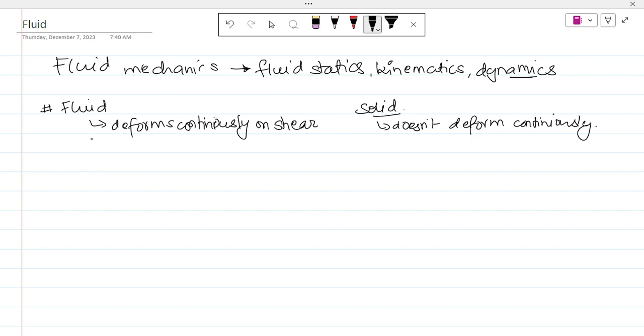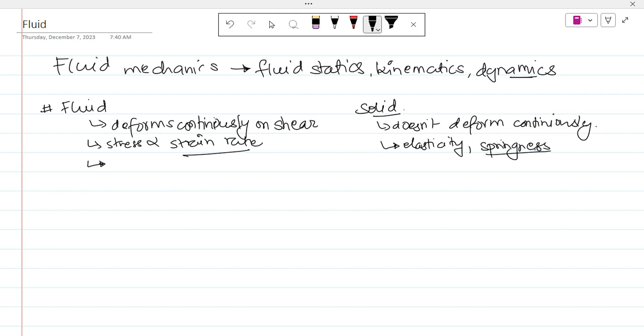In fluid, stress is directly proportional to strain rate, the rate of strain. Solid has elasticity, and hence it exhibits springiness. The springiness is the quality of solid due to elasticity, whereas fluid doesn't have that kind of springiness, so it is said to exhibit zero memory. Also, fluid has zero compressibility stability. That is, its bulk modulus is zero.